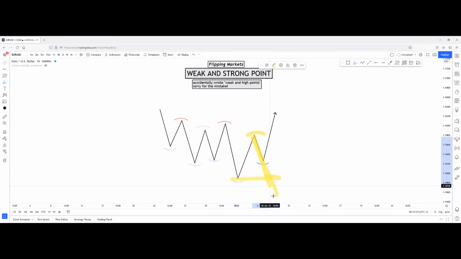After this, the high will be weak again because this high couldn't break below the last low and couldn't continue the overall structure. So this will be weak. This low will be strong because this low could break above the last high point. So this proves this is strong.